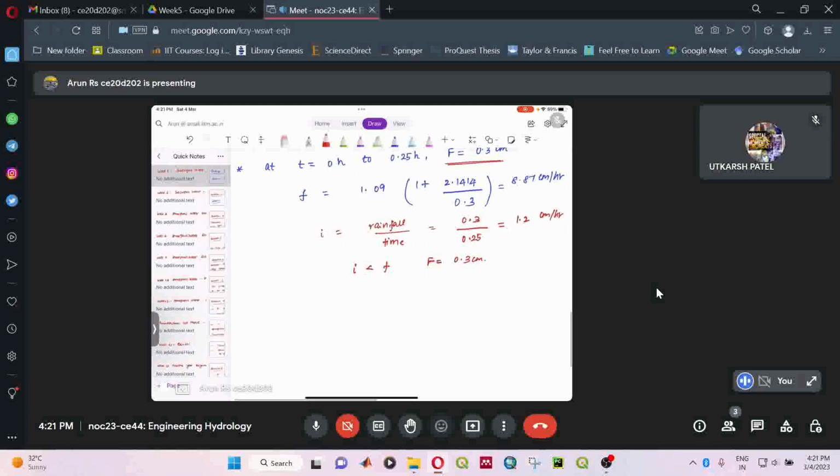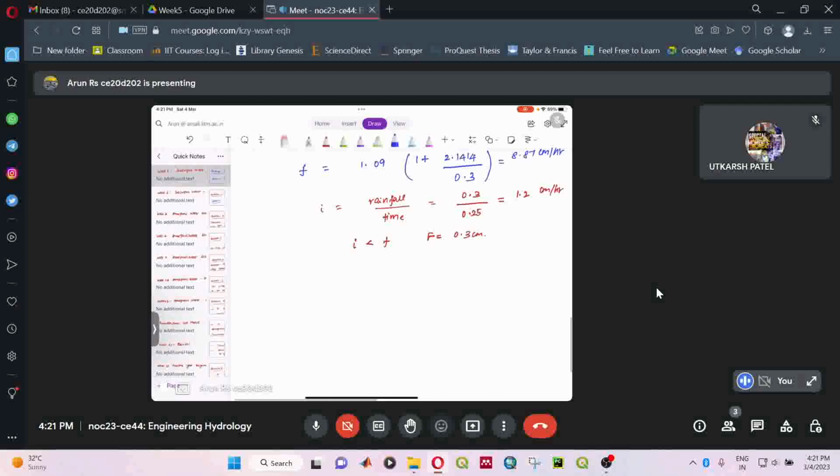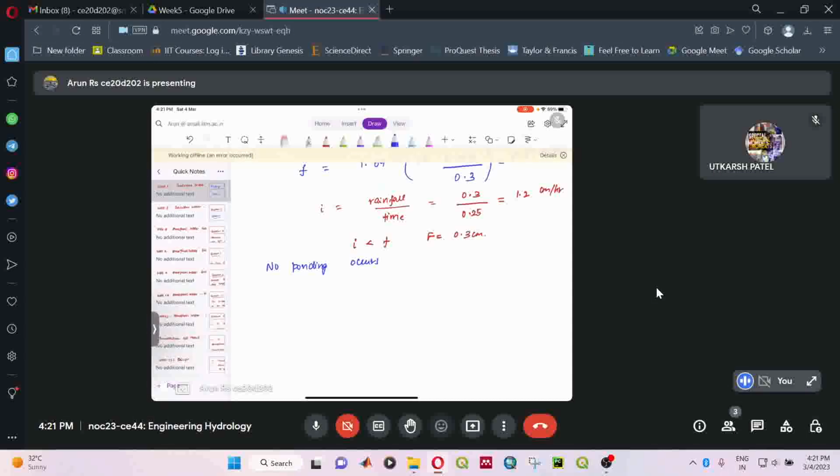So we have found that your rainfall intensity is less than the potential infiltration rate. From this, we can say that in the first time interval, no ponding occurs, and your actual infiltration rate is equal to your rainfall intensity.